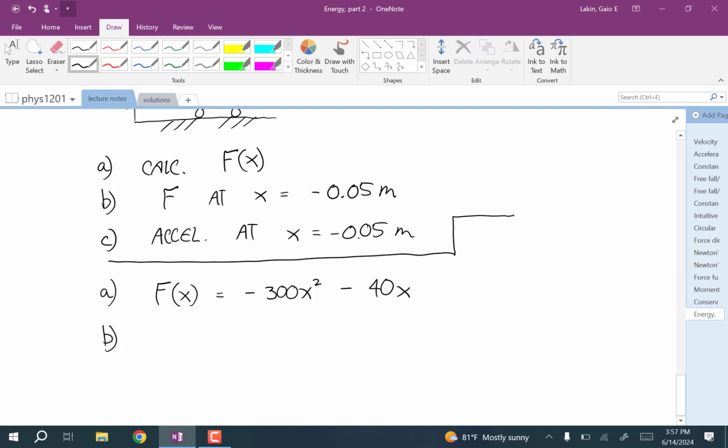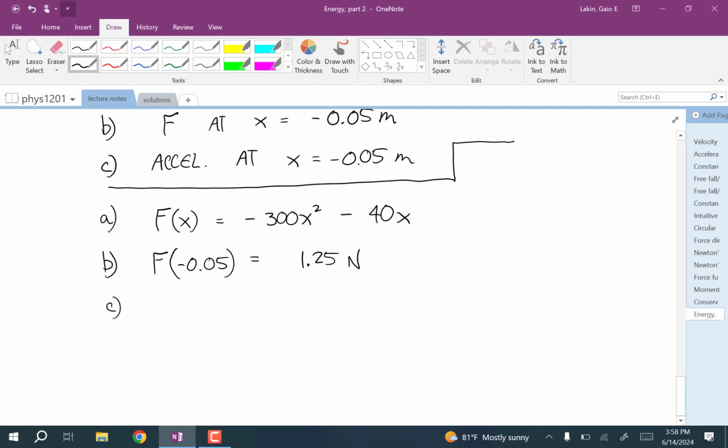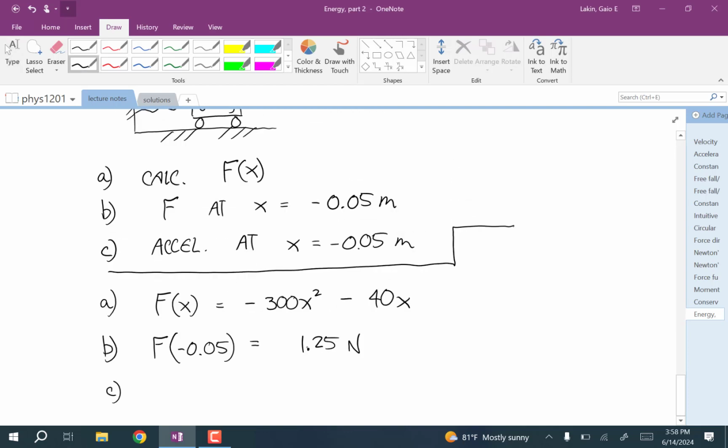Now we're going to plug in x equals negative 0.05 and calculate this f. So we're going to calculate f of negative 0.05. Plug in negative 0.05 to both of these, and you get an f value of positive 1.25 newtons. Now for the acceleration, and since we have a positive direction going to the right, this means that force at that instant is pointing to the right.